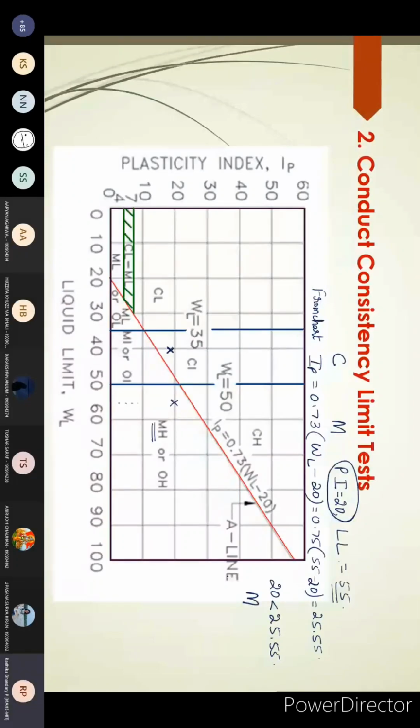And how do you give the term H? H is when the liquid limit is more than 50. Okay, so you get the second term MH. So even without this plasticity chart, you can say what the symbol is.